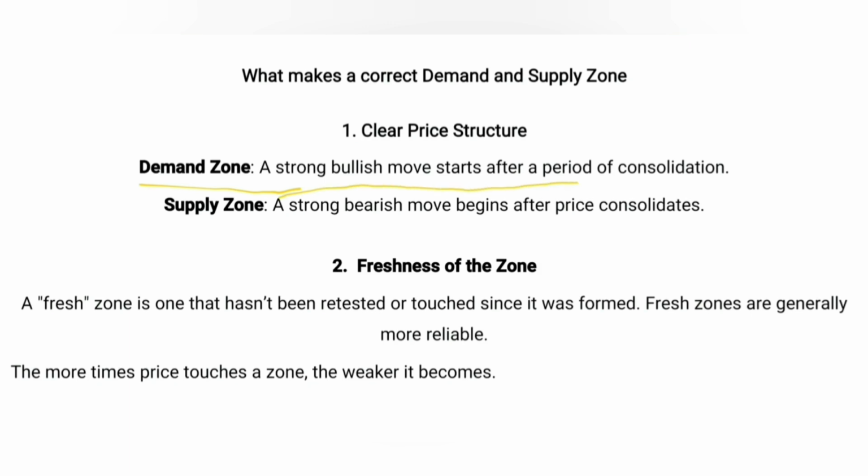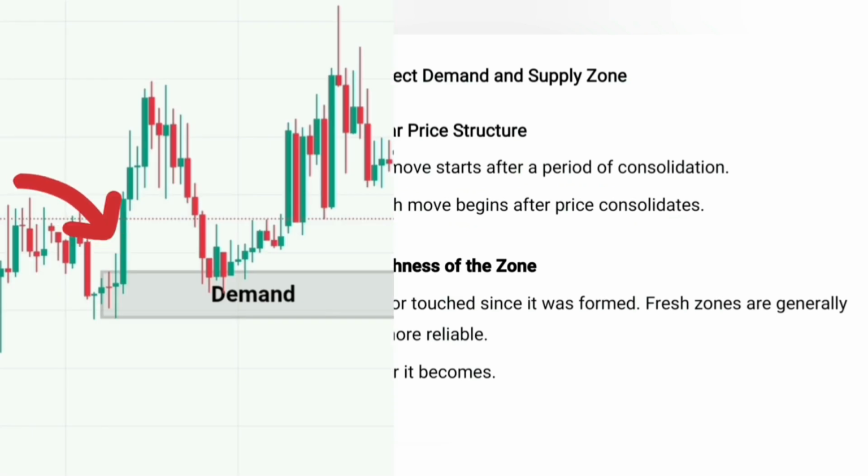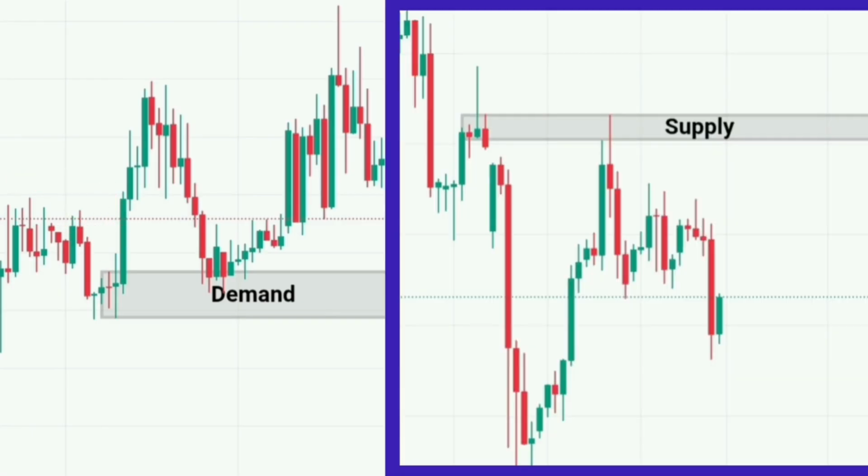That means a strong bullish move after a period of consolidation is a demand zone, and a strong bearish move after a period of consolidation is a supply zone. So a correct demand zone and a correct supply zone must have strong bullish moves and strong bearish moves respectively. You understand? So looking at this chart now, you see strong bullish moves. This is what we call demand zone, and this is what we call supply zone.